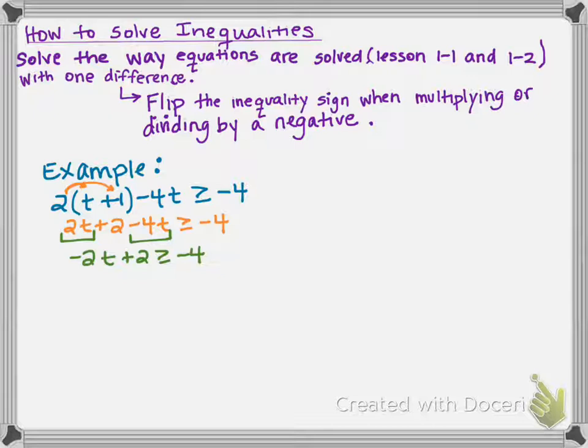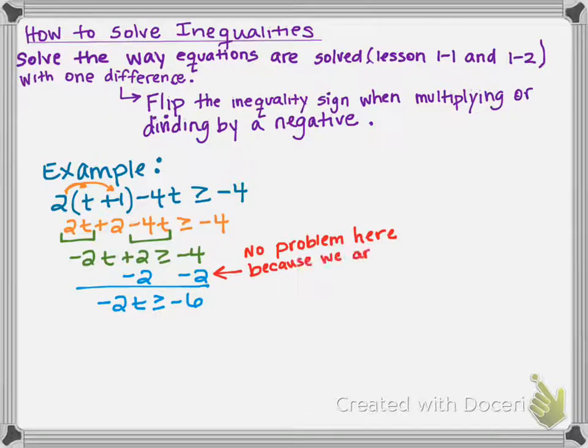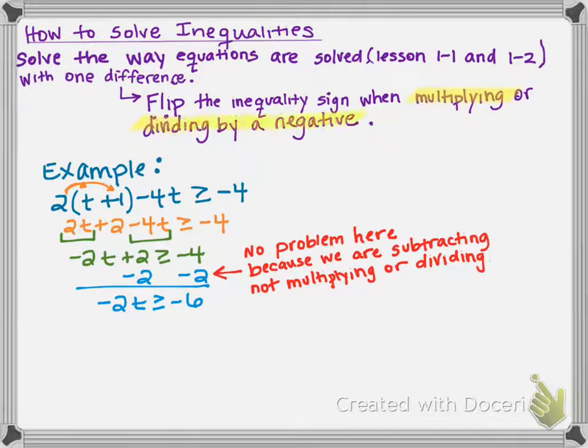I have to work on isolating that t now. So I have to subtract 2 from both sides. And I get negative 2t is greater than or equal to negative 6. Notice that I didn't flip the sign here. There's really no problem because we're subtracting. I know I see a negative, but I'm not multiplying or dividing by a negative. And that's actually the key here, that we have to be multiplying or dividing by a negative.